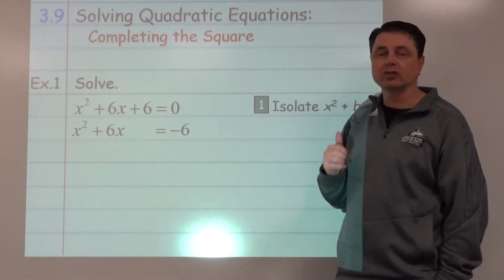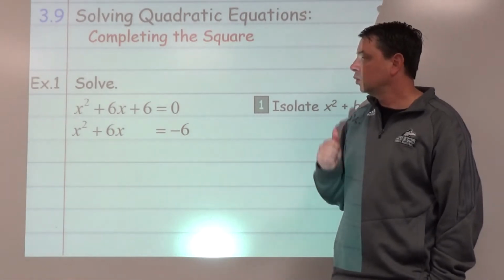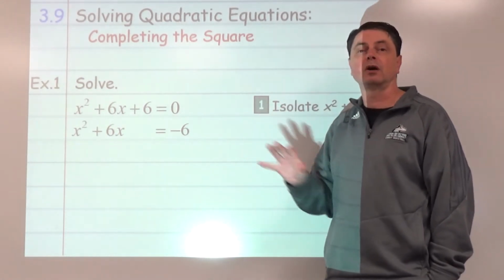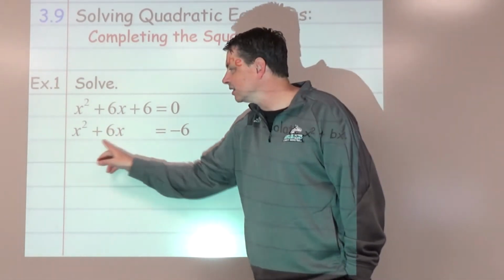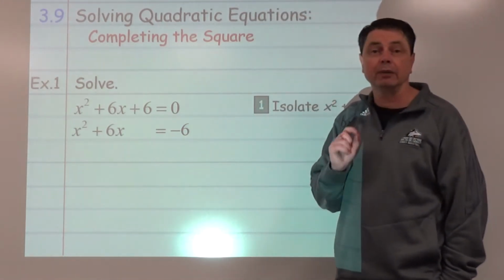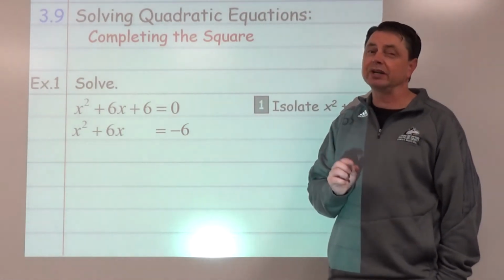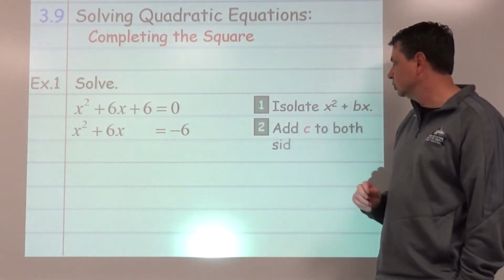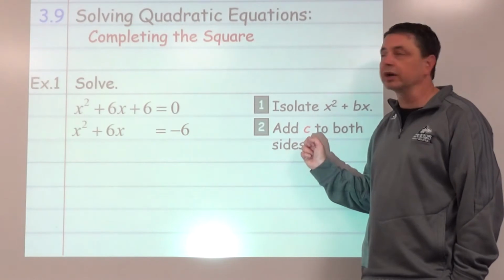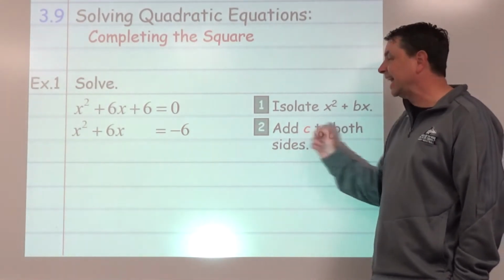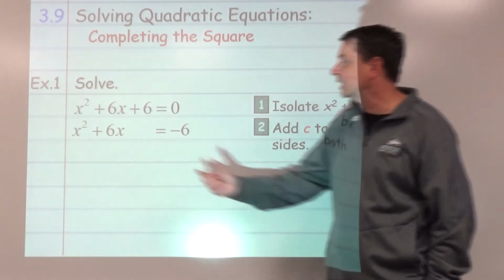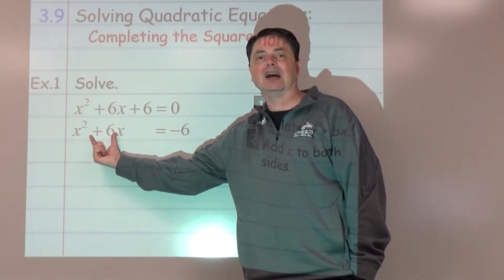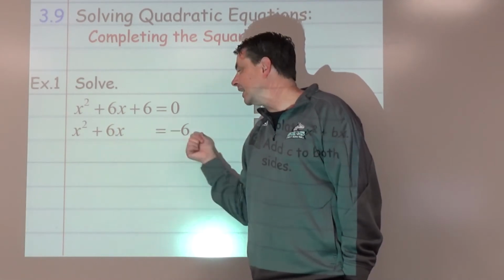Remember, in the previous lesson, 3.8, we said to find the c value that completes the square. We were going to take the positive 6, divide it by 2, get positive 3, and then square that. We got positive 9. So that's step 2: add that c that we were working on in the previous lesson to both sides. Once again, we divide this by 2, we get positive 3. Squaring that, we get positive 9. We're going to add 9 to both sides.